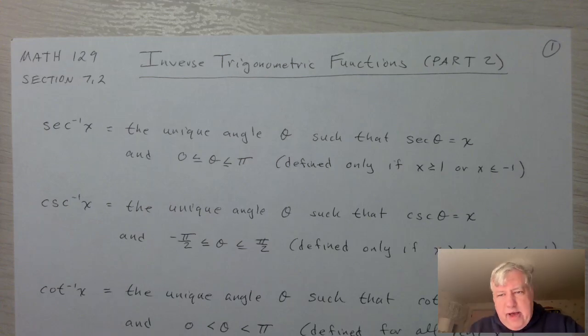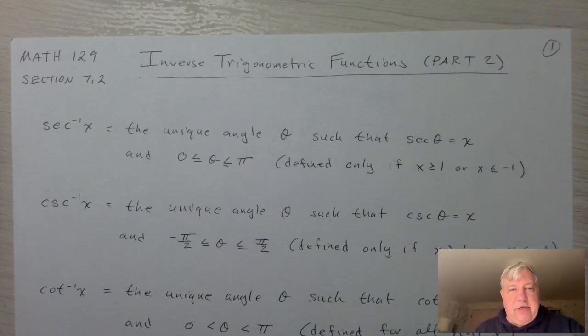In the same way, we can talk about the inverses of the secant of x, the cosecant of x, and the cotangent of x if we restrict those functions to certain intervals. So the inverse secant is the unique angle theta such that the secant of theta is equal to x, and theta is between 0 and pi. This only makes sense if x is greater than or equal to 1 or less than or equal to negative 1, because the secant can only take values in that range.